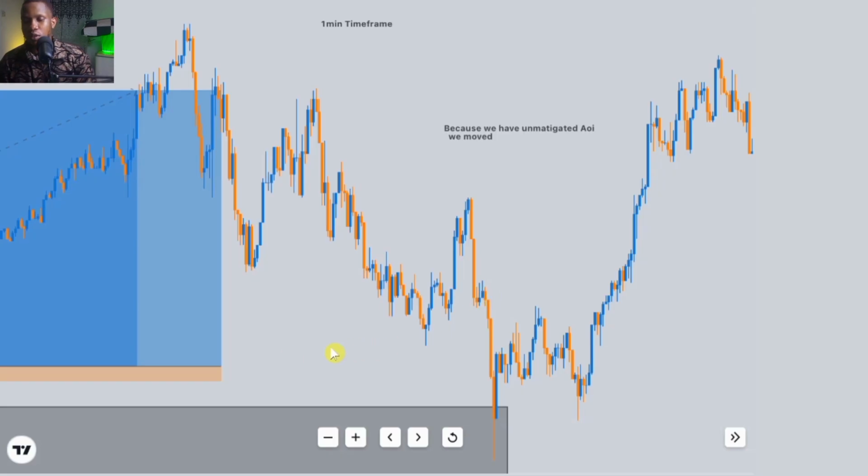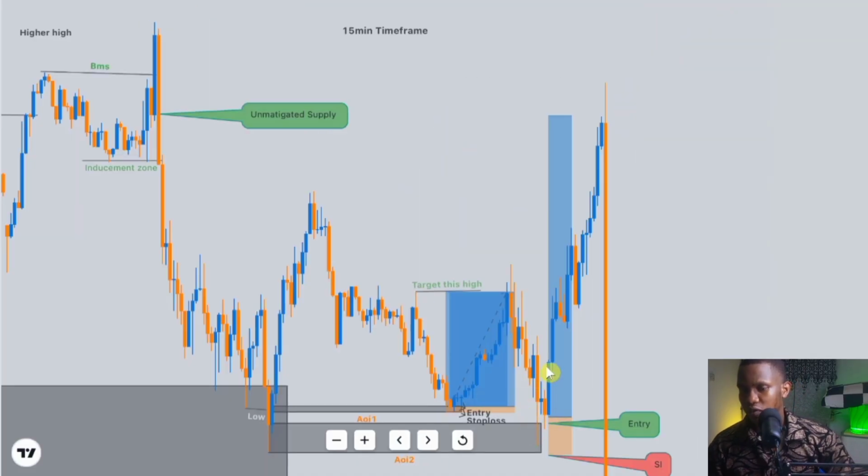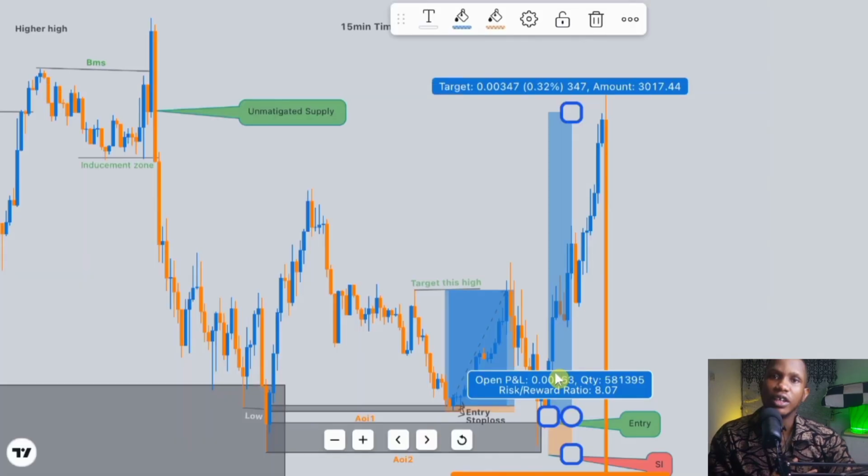And eventually, if you were still holding this, it must have taken you out and later tapped this our unmitigated area of interest, and here can be your entry, and here what can be your stop loss, and our take profit can be this 15 minutes unmitigated level right here. Again, we'll pay attention to this level here for potential market reversals now. And can you see how market moved from this level here now to our level here now, giving us a 1:8 risk to reward ratio, guys.